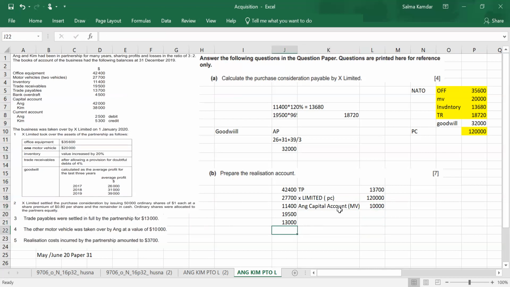Realization cost that is incurred is 3,700. Realization cost will go from the bank account. So I write all the assets on the debit side of realization account.